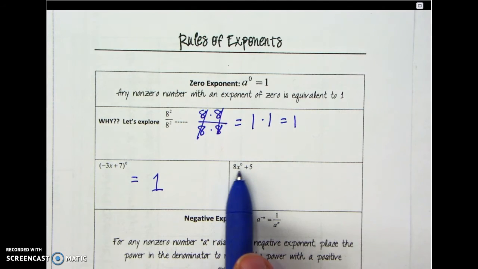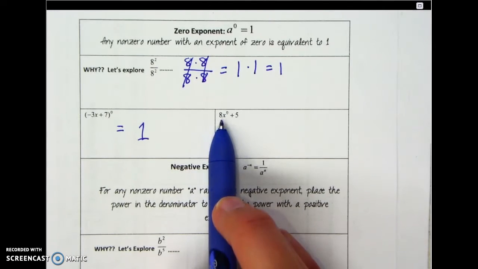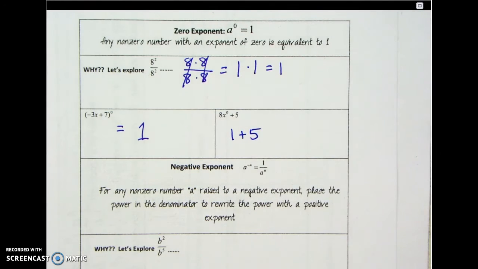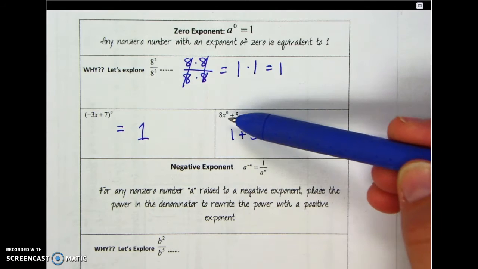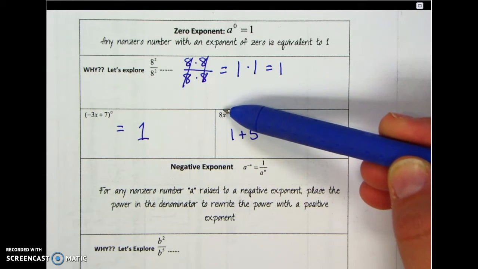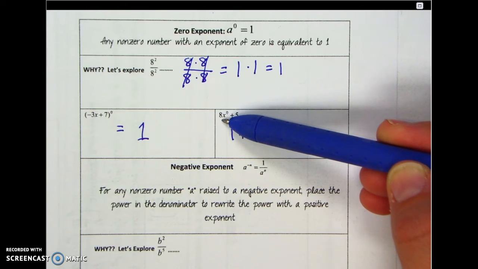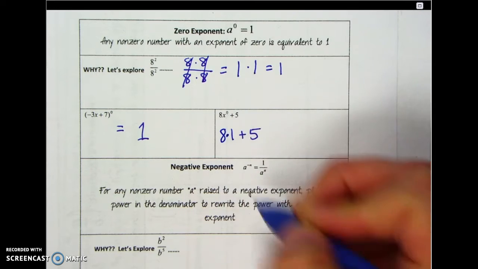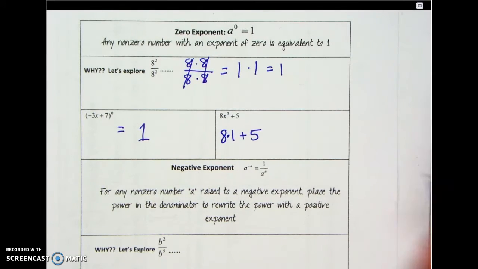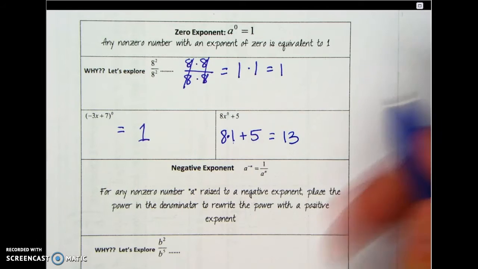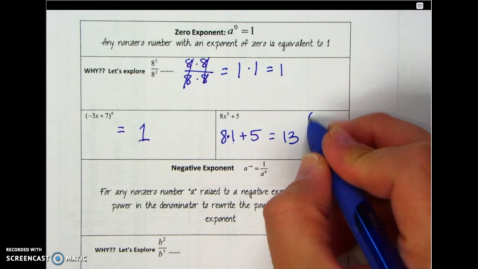Okay, this is where students mess up. They're going to say that this is 1 plus 5. But that's incorrect. That's wrong. Only the x has the power of 0. Does the 8 have a 0 on it? No. Is this in parentheses? No. So the 8 must stay here. Only the x had the 0 power, so only the x turns into the 1, and this is equal to 8 plus 5, which is 13. You guys, that's why parentheses were invented.